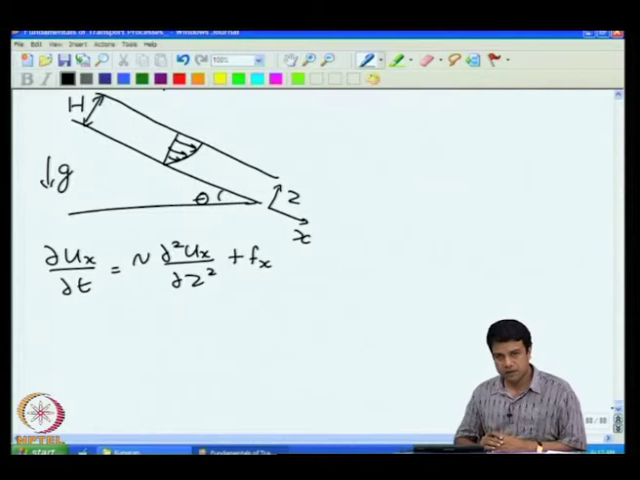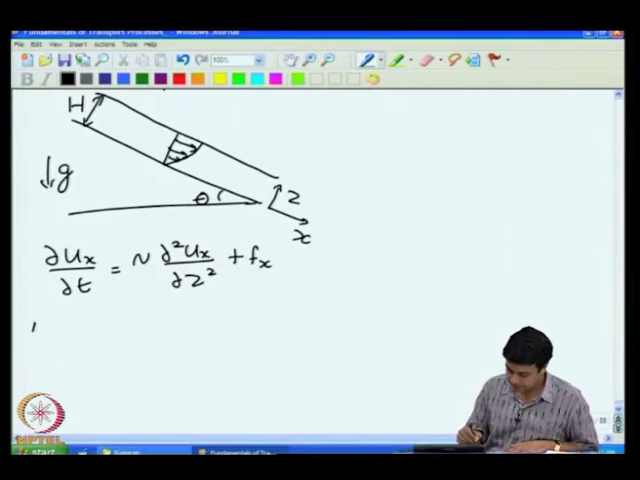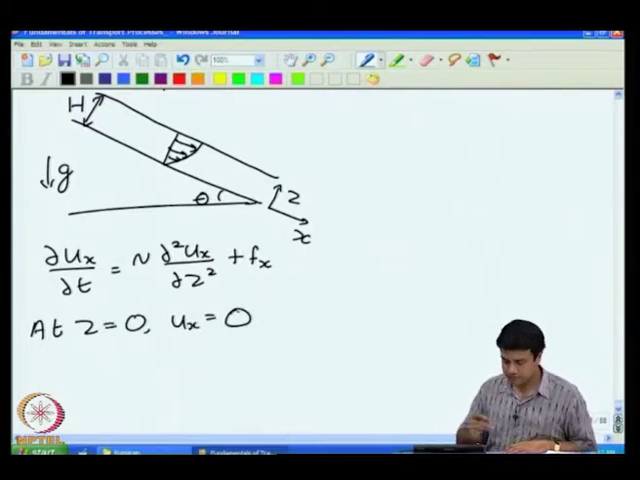What are the boundary conditions for this case? At the bottom surface there is a solid wall which is not moving, therefore I require that at z = 0, ux = 0.